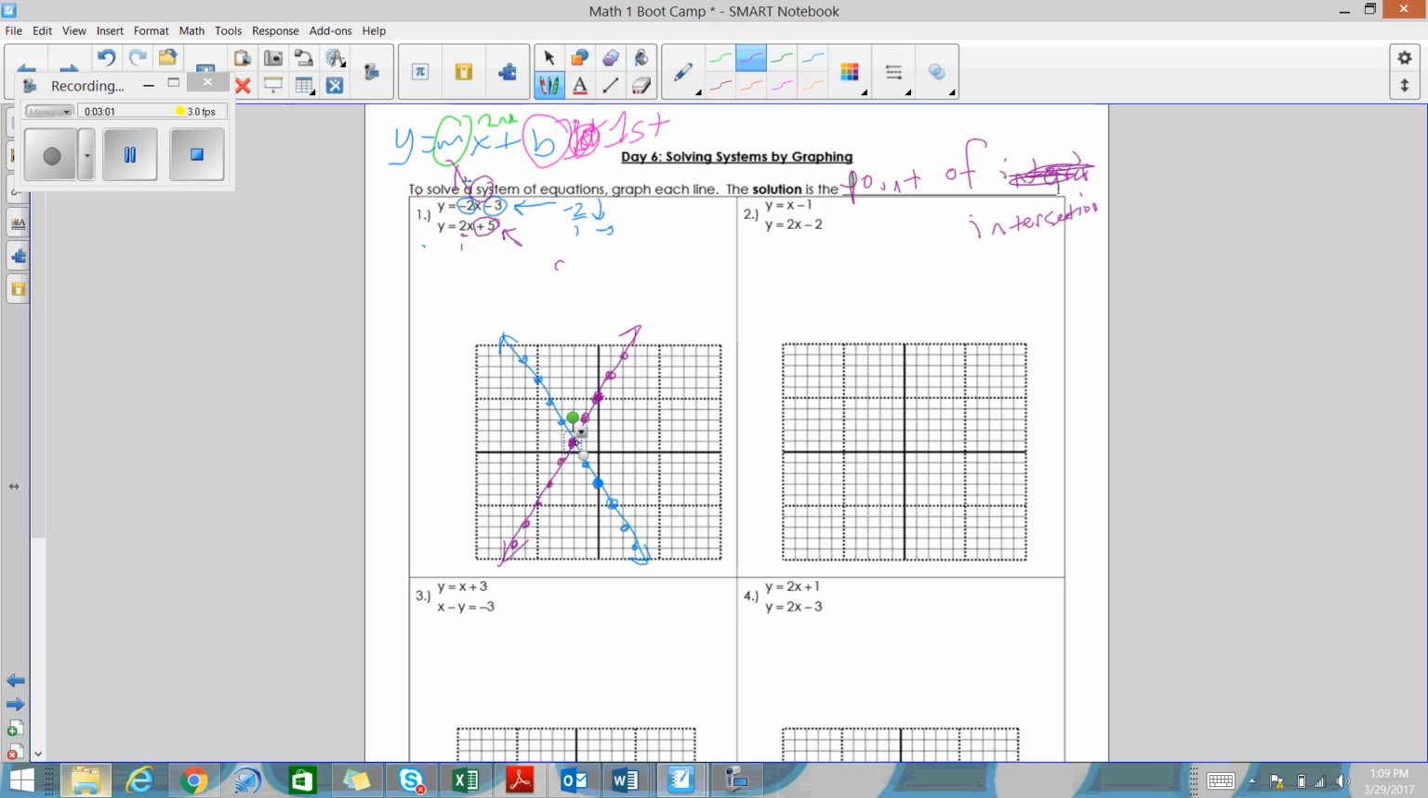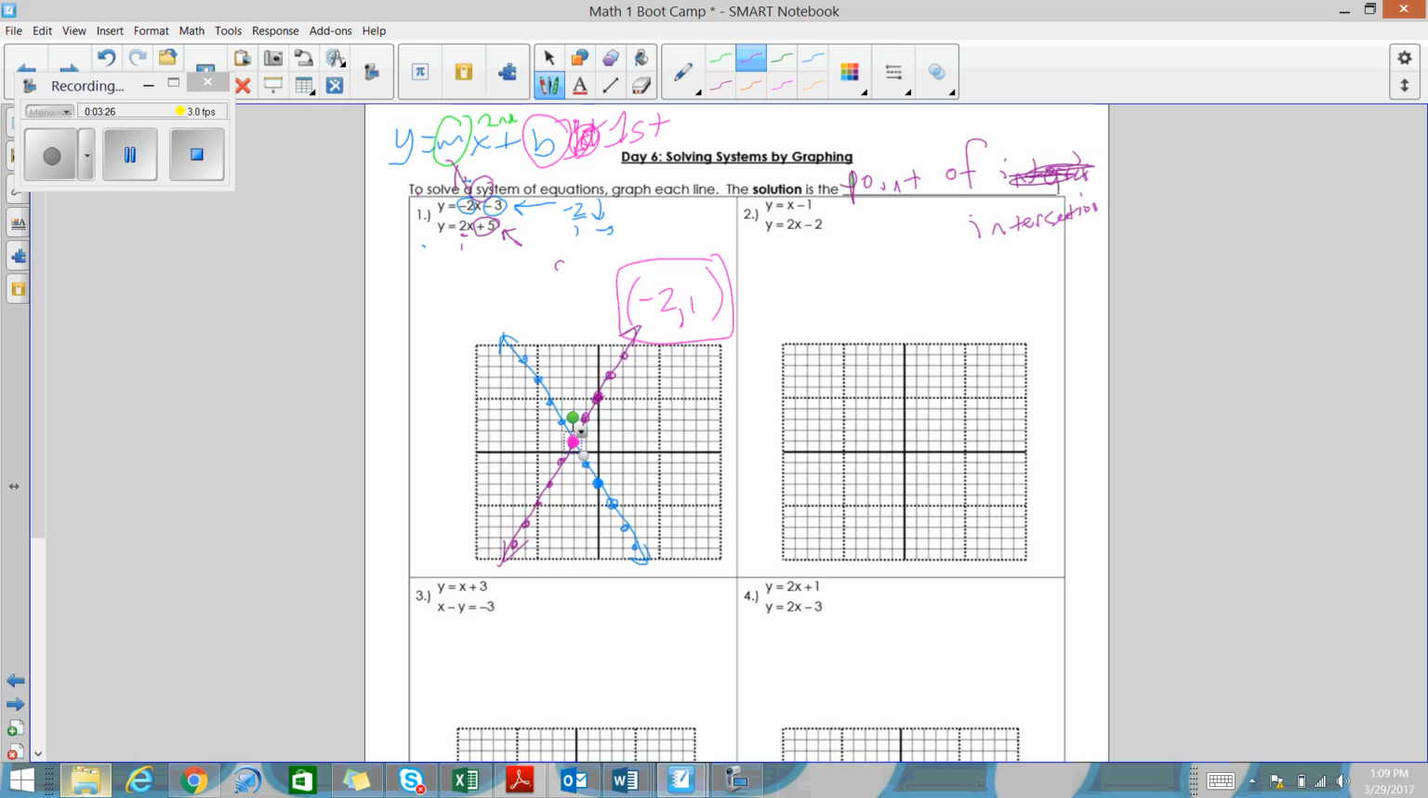Now, this is our point of intersection right here. So we want to make sure we write our solution. It's not just graphing the 2 lines. We want to say what that point is. So that point where our 2 lines intersect is -2, because you go from the origin left 2, and up 1. That's our solution, -2, comma 1.